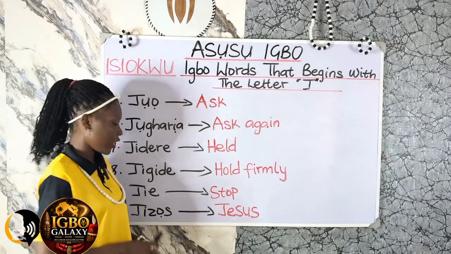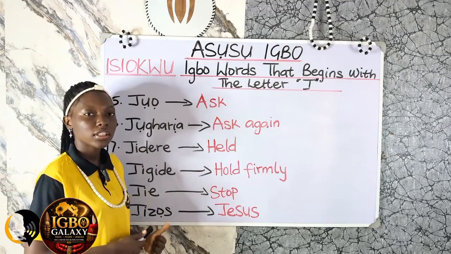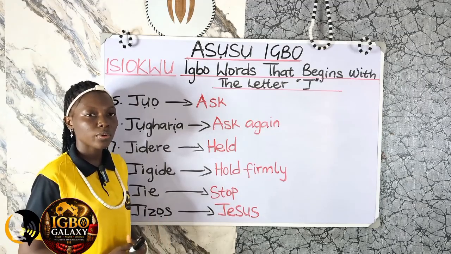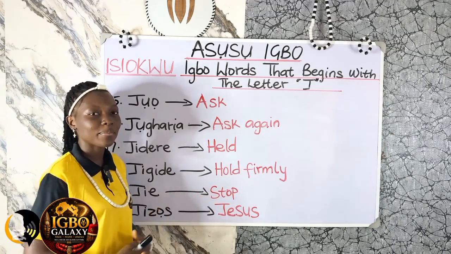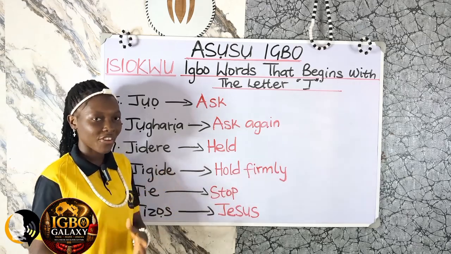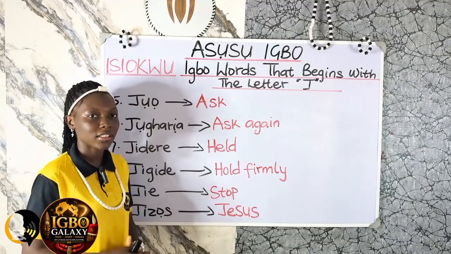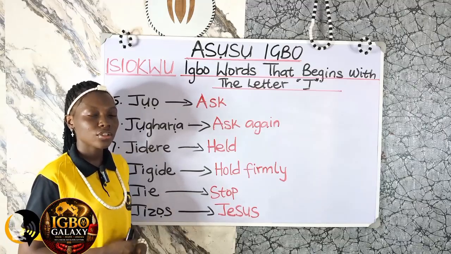Jie, stop. Jie ya, stop him. Jie mmiri, stop the rain. Jie, to stop something from happening.